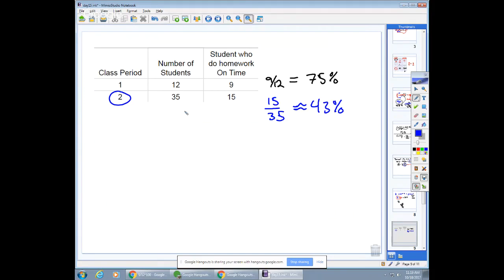So at first, I was more worried about my morning class because there were fewer people, but it was a higher percentage of the class. It looks like my second period class is in bigger trouble because the students aren't doing their homework on time. So a percent can shed a different light on a problem than just straight numbers. And that's what you're asked to consider in that law enforcement problem in number 4. So I'll let you go play with that.